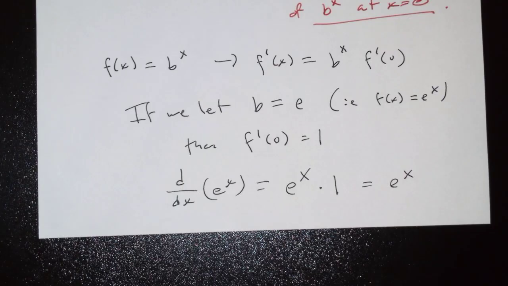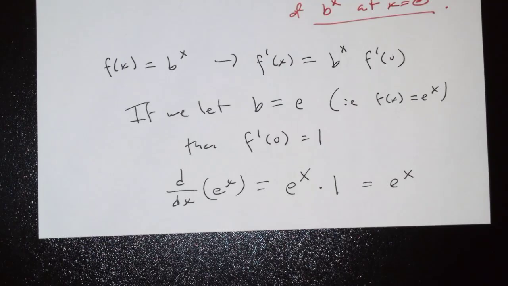Now, that f prime of 0 number was like 1.098 for 3 to the x. It was 0.693147 for 2 to the x. Those numbers have to come from somewhere. When we use e itself, e is between 2 and 3.